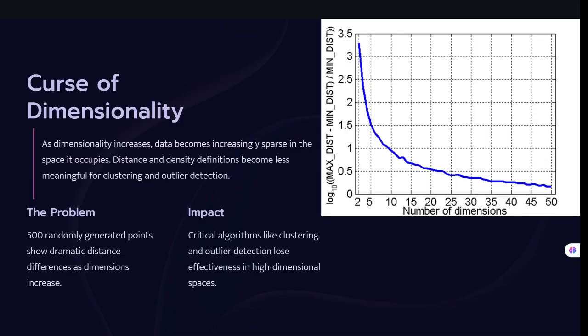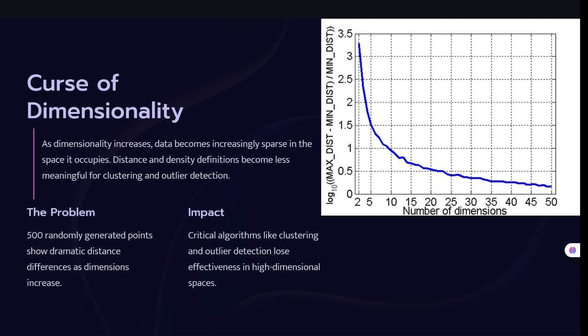So let's move to the curse of dimensionality. As the number of features grows, data becomes sparse and harder to analyze. The problem is that distance between points becomes less meaningful. So algorithms like clustering or outlier detection lose effectiveness. This is called the curse of dimensionality.